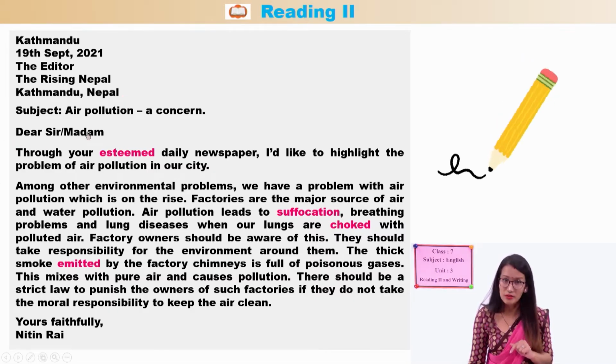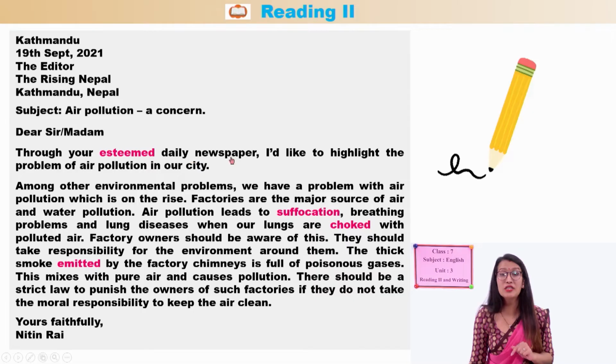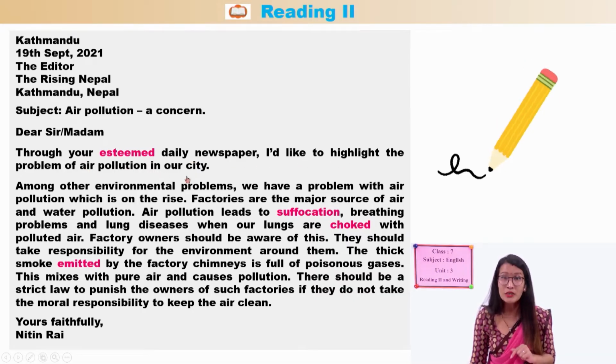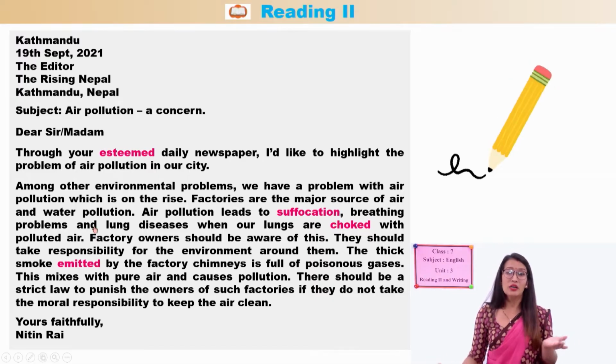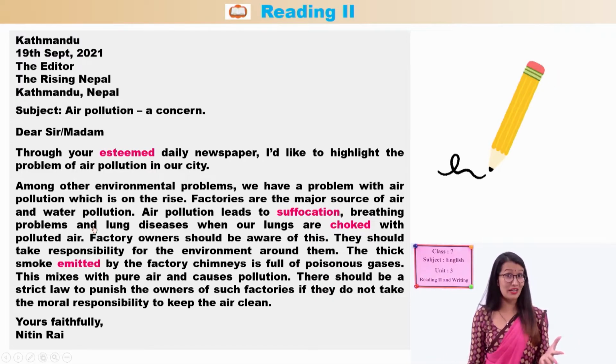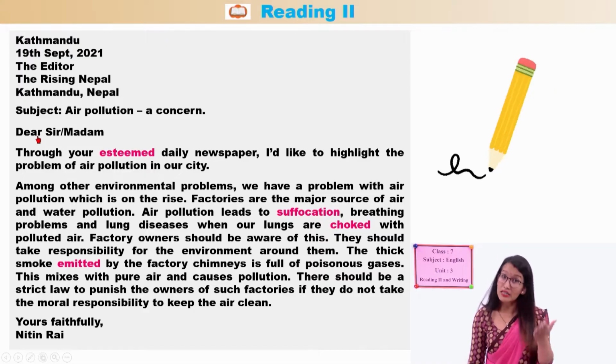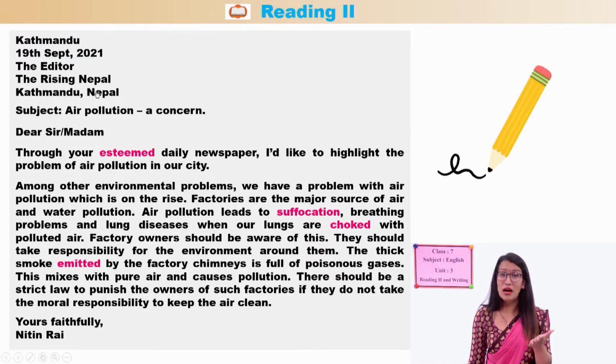Dear Sir or Madam, through your esteemed daily newspaper, I'd like to highlight the problems of air pollution in our city. Look, the person is writing, we are not writing it, okay? The person is writing to the editor of the newspaper, The Rising Nepal, which is in Kathmandu. The letter is written on 19th September 2021, okay? On what topic? What is the subject? Air pollution, a concern.